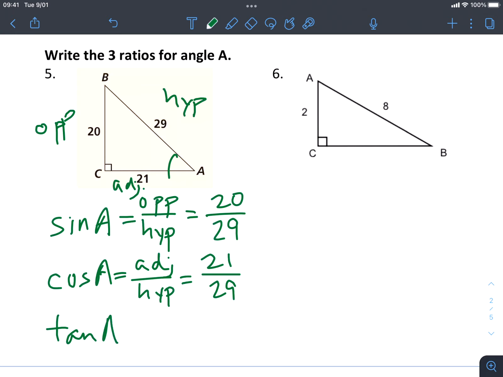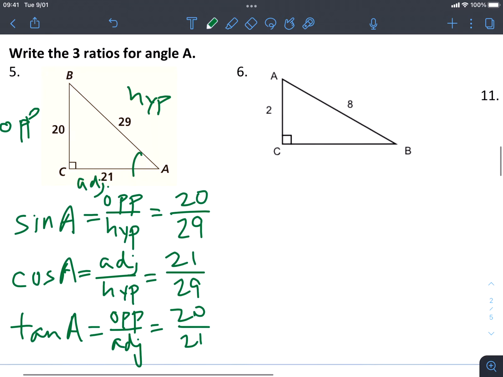And my tangent of A is opposite over adjacent. And my opposite is 20 and my adjacent is 21. Now, in the event that you can simplify your fractions, you should.